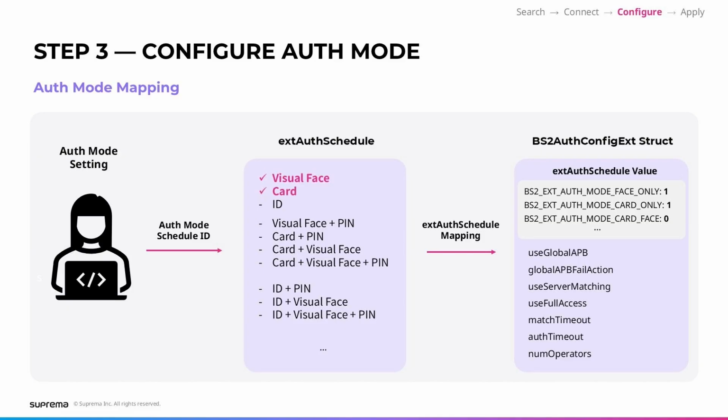One important detail is that ext auth schedule is not just an on and off flag. It stores schedule values that determine when each authentication mode is active. If the value is greater than 0, that authentication mode is enabled. If the value is 0, it is disabled. In this demo, we use the value 1, which represents the always schedule. So for every authentication mode we want to enable, we set its corresponding index to 1.